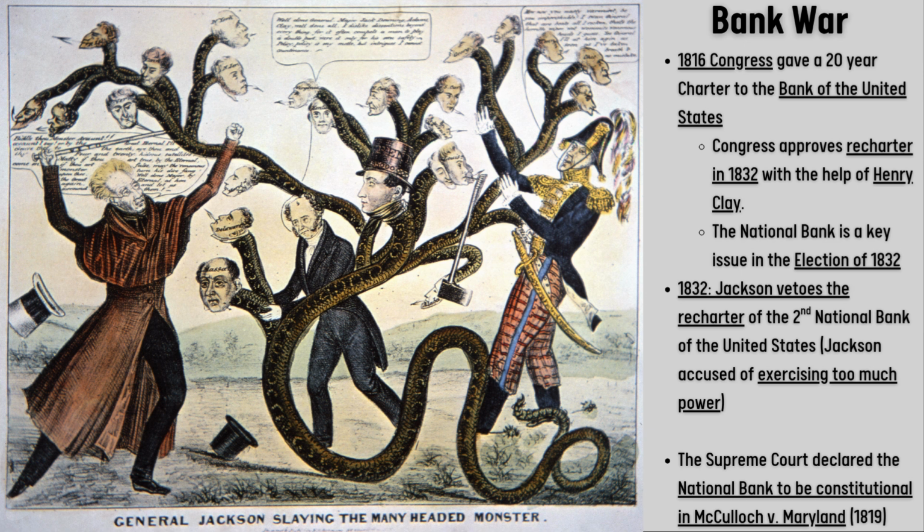Now, Jackson, known for his strong willed leadership, vetoed the recharter of the Second National Bank. This decision sparked controversy, leading to accusations of him wielding excessive power. It's fascinating because the Supreme Court had previously declared the National Bank constitutional in McCulloch v. Maryland in 1819. Jackson's actions set the stage for an economic upheaval, which we'll explore shortly.